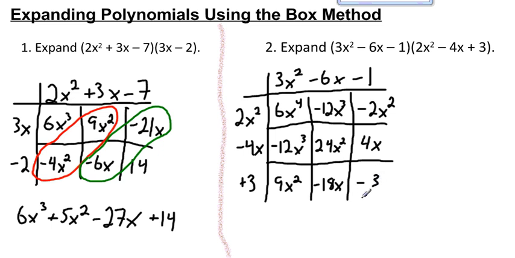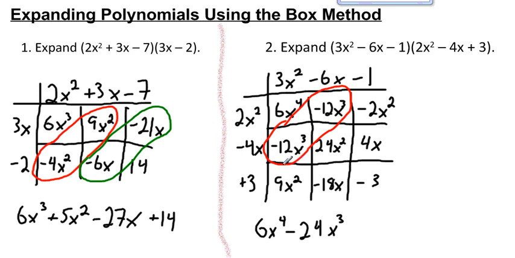And again, we'll collect our like terms to simplify this expression. So we have a 6x to the fourth in our top left-hand corner. Then we'll put our x cubes together. So we have negative 12x cubed minus 12x cubed. So together would give us negative 24x cubed.